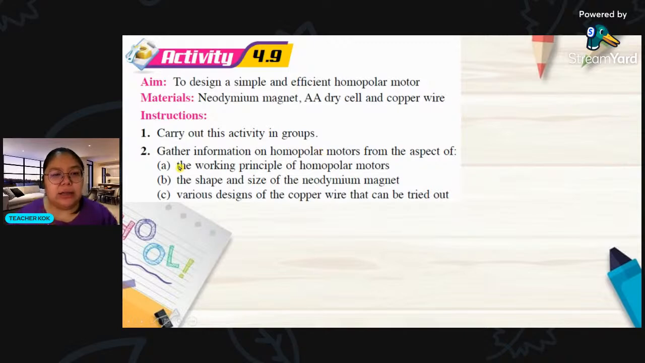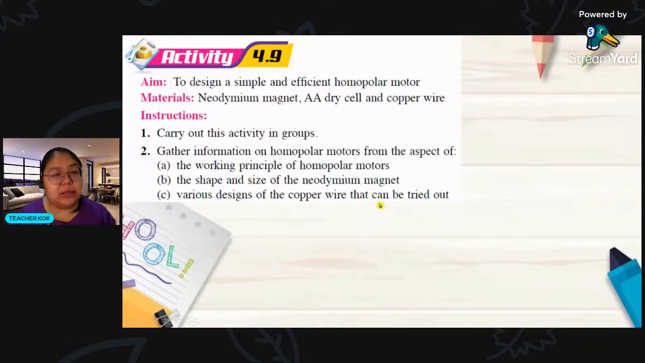So you need to gather information on the homopolar motor from these aspects. First one, working principle. Normally the working principle is the turning coil, the concept from the turning coil. Then the shape and the size, which depend on you, how you design. I don't care what shape you want. You want a turning coil also can, you want a love shape also can. When you type homopolar in YouTube, there are actually so many different videos that can show you how to build it. See the various designs of the copper wire that can be tried out.